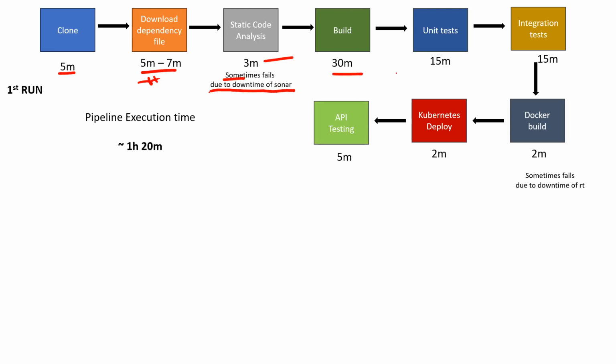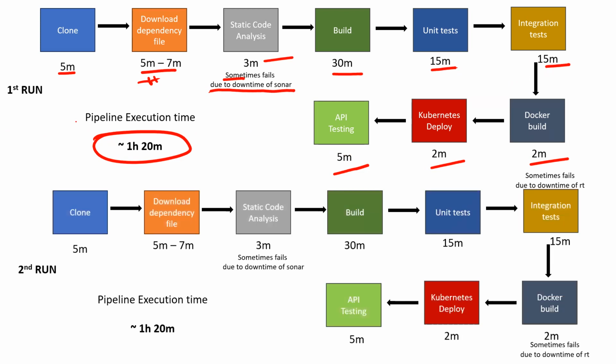And the build takes 30 minutes, 15 minutes for unit test cases, and integration test cases is 15 minutes. Docker build takes around 2 minutes, deploy takes 2 minutes, and API testing takes 15 minutes. So the overall pipeline execution time is 1 hour 20 minutes. Let's assume this pipeline has been executed for a second time also, and it is observed that it is taking the same time.